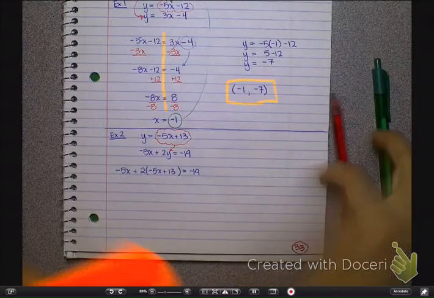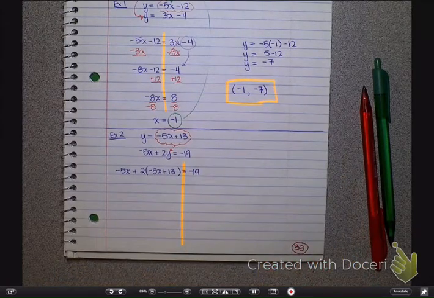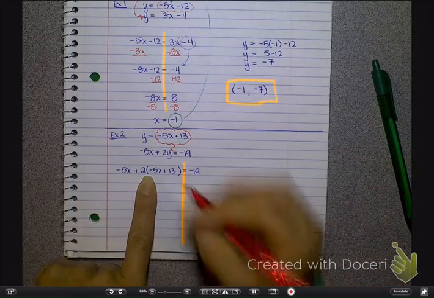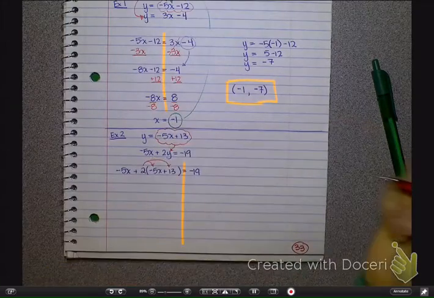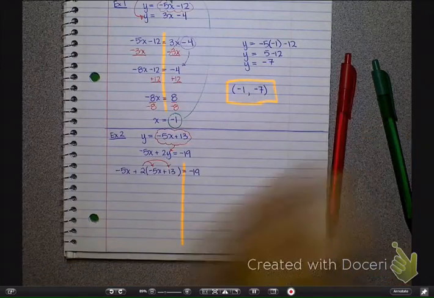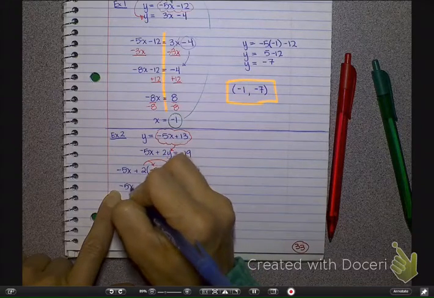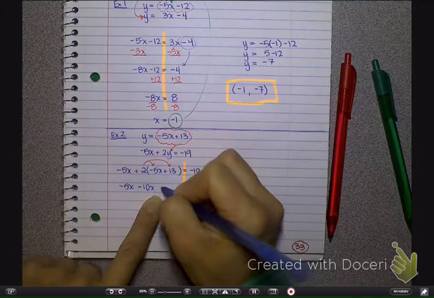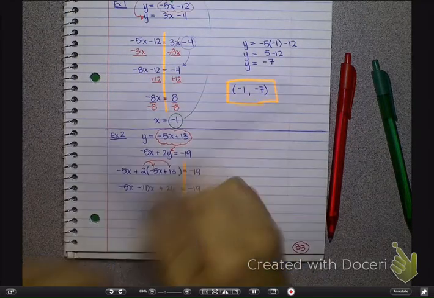Okay? So in order to solve this one, I need to do some simplifying on this side. What property do I have here that I need to apply? Okay, so let's distribute. This is a positive 2. I'm going to distribute it to both of those parts. Okay? So we get negative 5x minus 10x plus 26 equals negative 19.